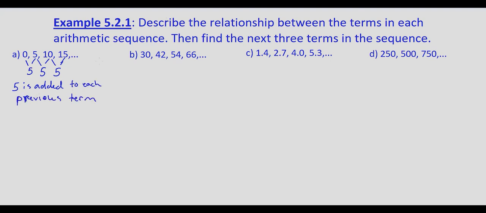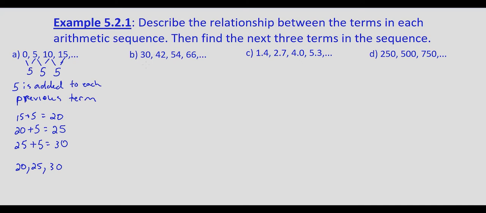So for the next three terms in the sequence, we would look at 15 plus 5, that equals 20, and then 20 plus 5 equals 25, and then 25 plus 5 equals 30. So the next three terms in this arithmetic sequence are 20, 25, and 30.